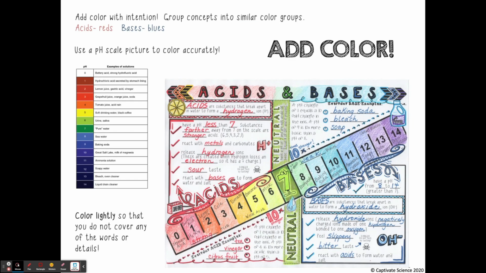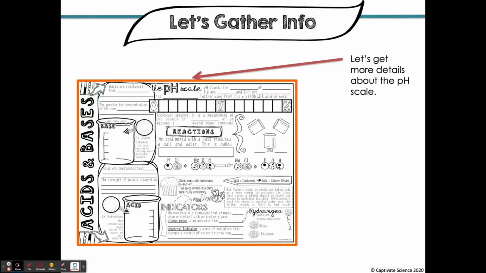All right, add color here with intention. So that was all based on the first side. I apologize for that. So add color with intention, group concepts into similar color groups. Acids, maybe make those all in red. Bases, maybe you want to color in blue, like you can see on the right side of this document. Color lightly so that you don't cover any of the words or the details.